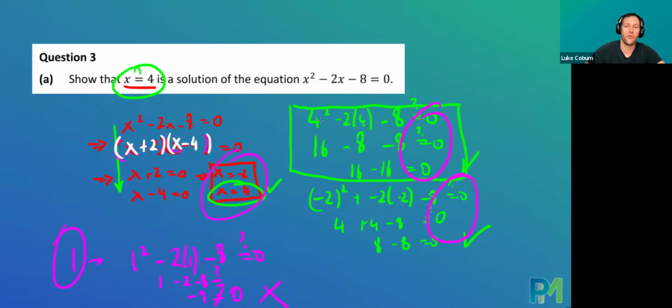If we were over here and we just wrote that 4 squared or something, that would be 3 marks out of 10. If we wrote this, then it would be 7 marks out of 10. Okay.